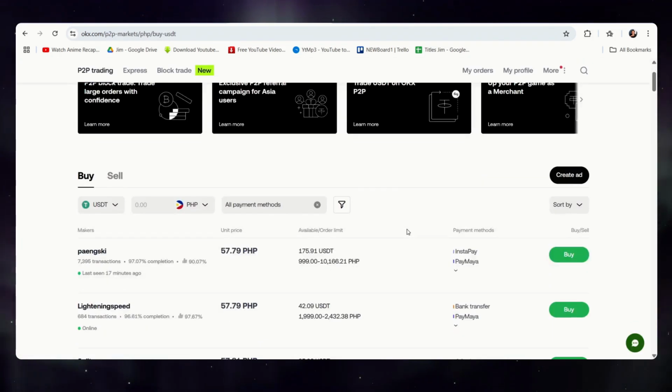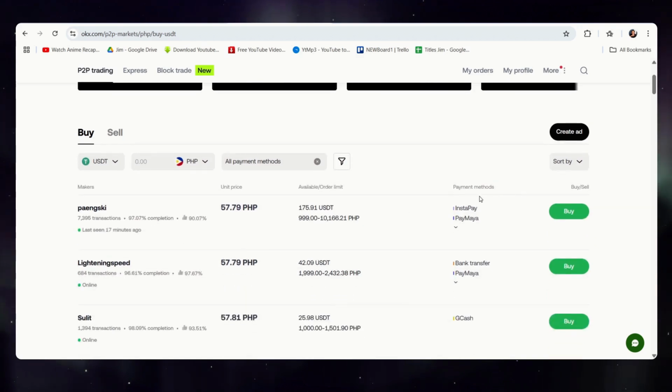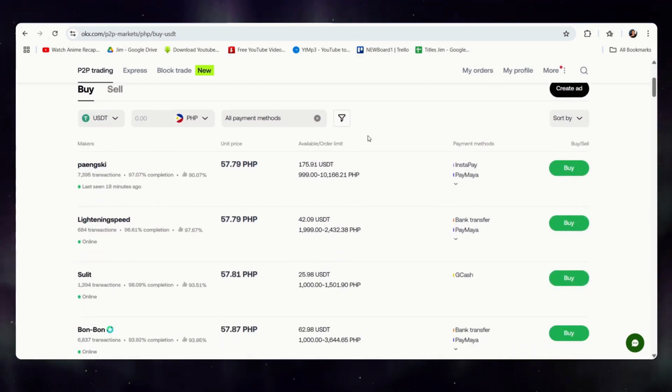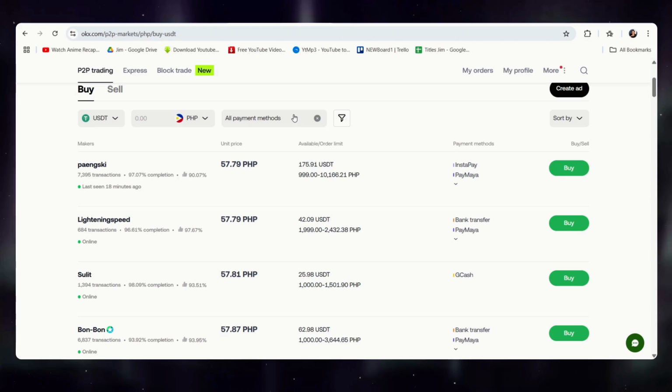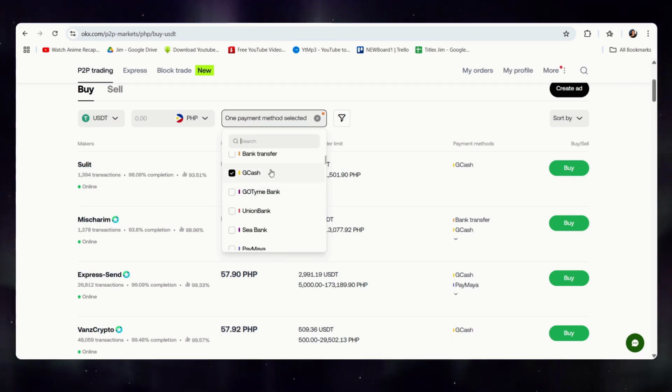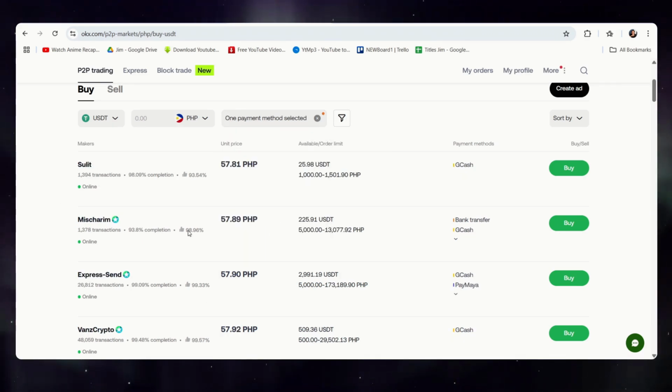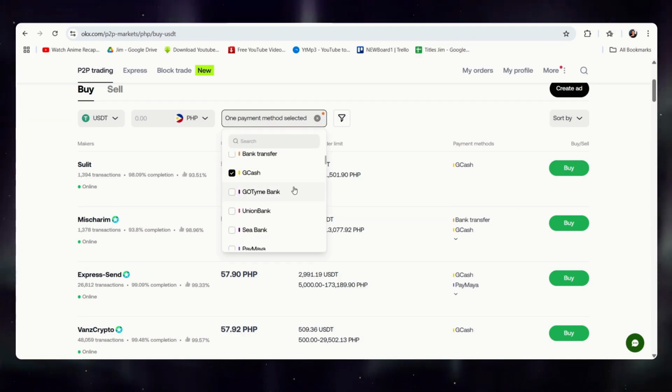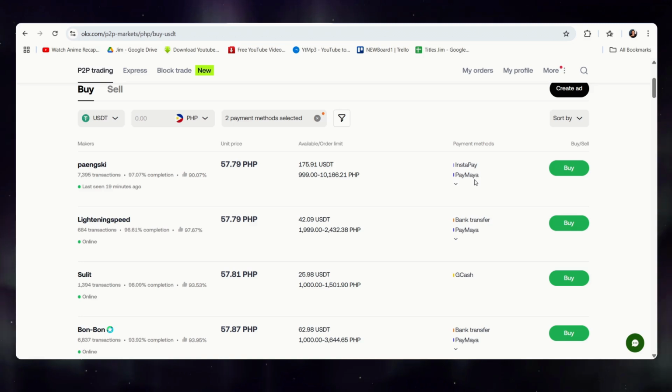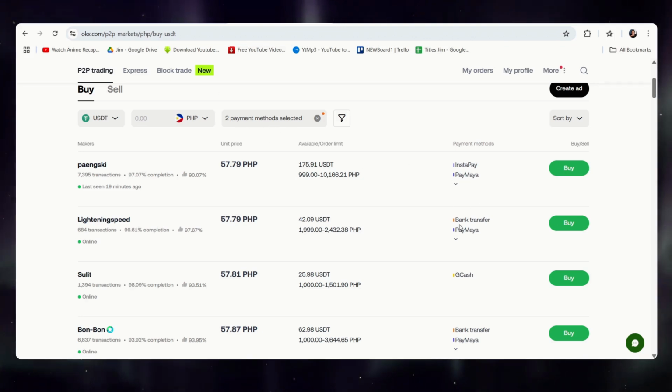Now, this is an active way of payment. So, for example, what we're seeing here is all of the payment methods. As for my case, let's say I just want to use this payment method. It will only show me the sellers who are selling with that specific payment method. But if I select two of them, it will show us one or the other. So it doesn't necessarily mean that they have both. It means that the seller has one of the payment methods that you've selected to choose.